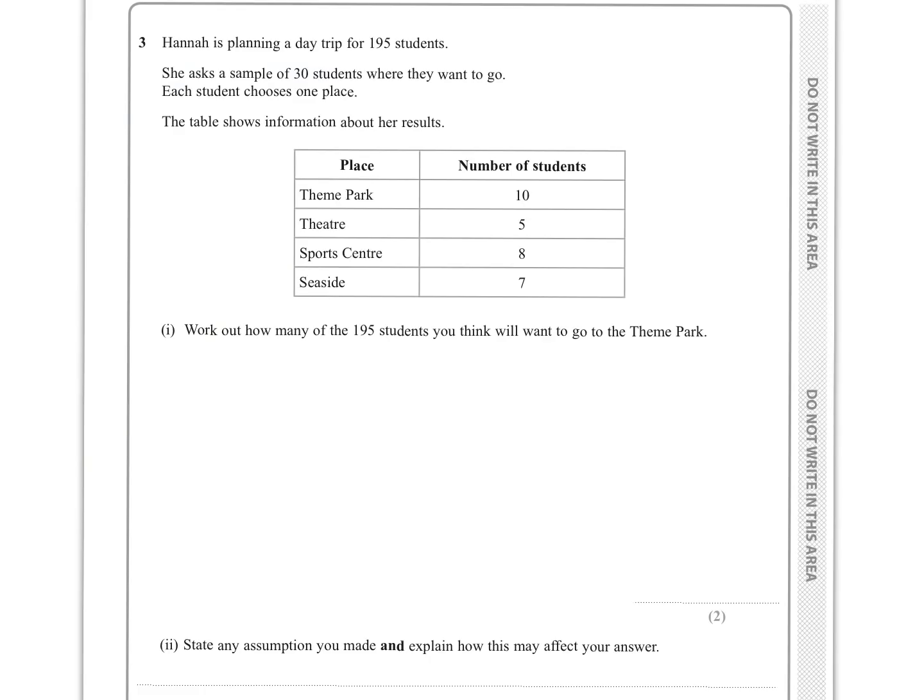Question 3. Hannah is planning a day trip for 195 students. She asks a sample of 30 students where they want to go, and each student chooses one place. And we've got some information in a table. We've got to work out how many of the 195 students you think will want to go to the theme park. Well, if we add these numbers up here in terms of their choices, that's 30 choices altogether, and 10 of those said they wanted the theme park.